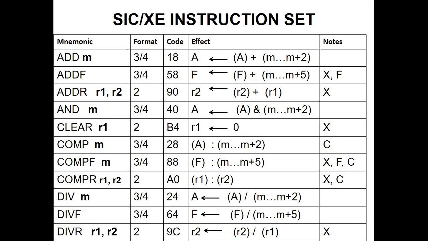When you look at the notes, they are saying X and F. Like I said, the X means that it is only used on the XE version. The simple SIC does not have that instruction. And indeed, you remember the simple SIC doesn't have a floating point accumulator. It is only the extended version. F means that you are using the floating point register. Then add registers R1 and R2. So we are saying that that is a format 2 instruction.